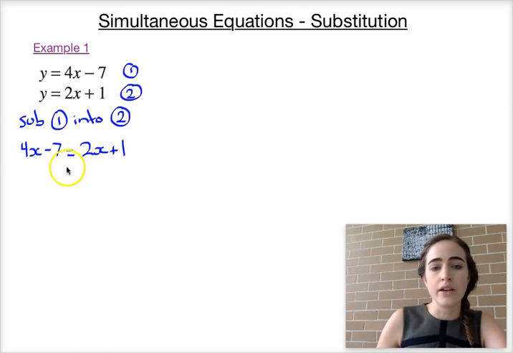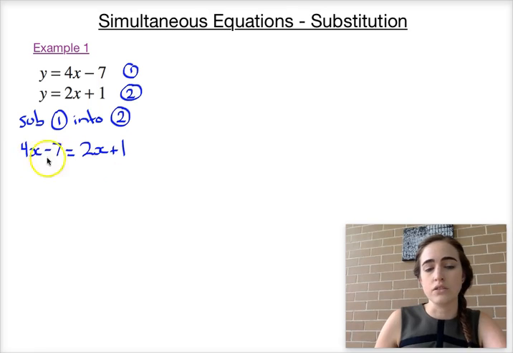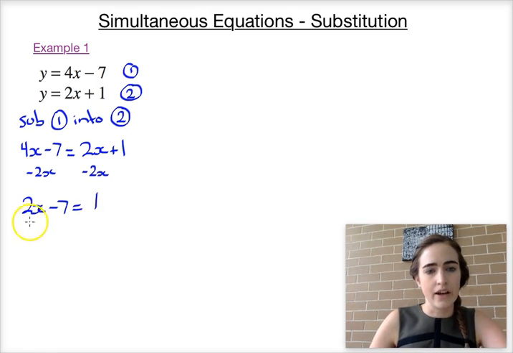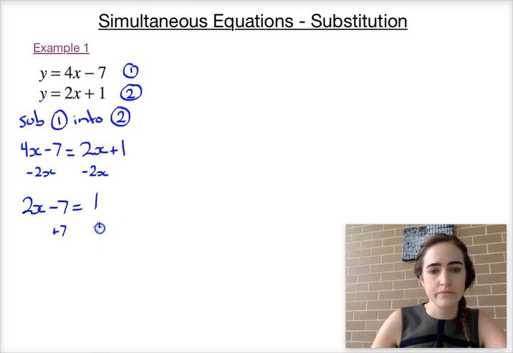Alright, so now we've got one equation and it only has x's in it. We don't have two variables anymore, we only have one, so we know how to solve this now. The first thing we want to do is get all our x's on one side of the equation, so we'll subtract 2x from both sides. We'll end up with 2x minus 7 is equal to just that 1 left over here. Then we'll add 7 to both sides, so we'll have 2x is equal to 8. To get the x on its own, we'll divide both sides by 2. We'll end up with x is equal to 4. So that's half of our answer.